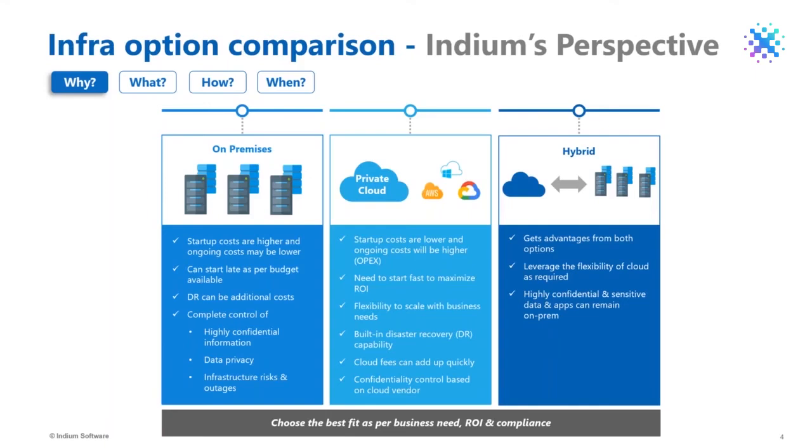So there are two cloud options. One is a private cloud and the other is a public cloud option. In both options, there are advantages and disadvantages. To start with, like I said in the previous slide, startup costs are lower and ongoing costs will be higher because of OPEX. So you could control your OPEX by managing your usage. If you have a need to start fast to maximize return on investment, cloud really helps. And like I discussed in the previous slide, it is definitely flexible and you can scale along with your business needs. It has built-in DR capability, so you don't have to worry about it.